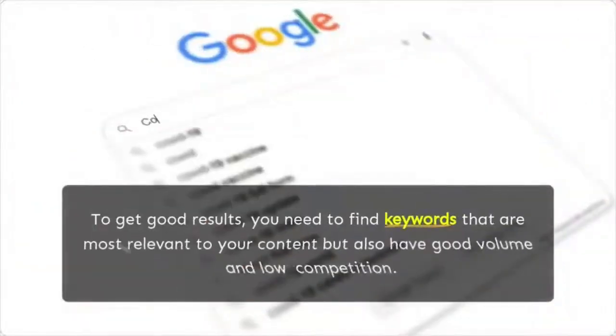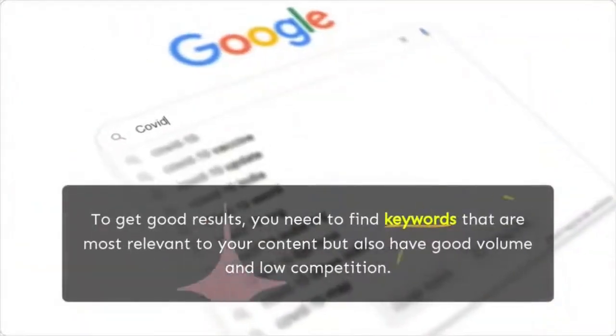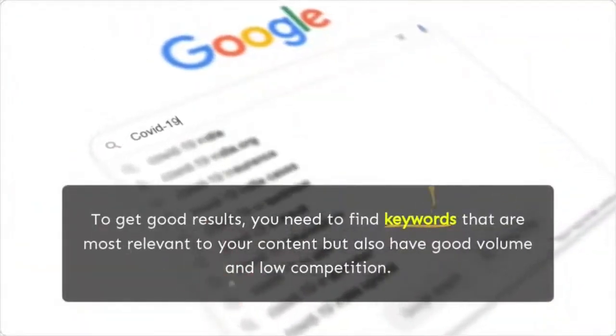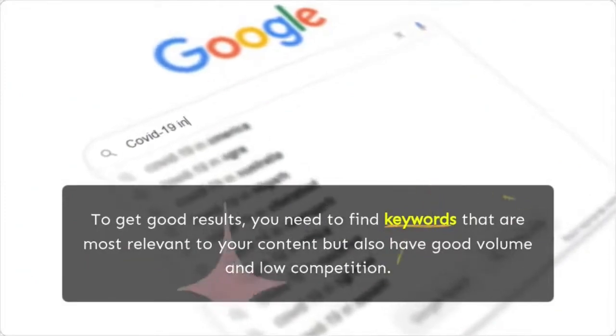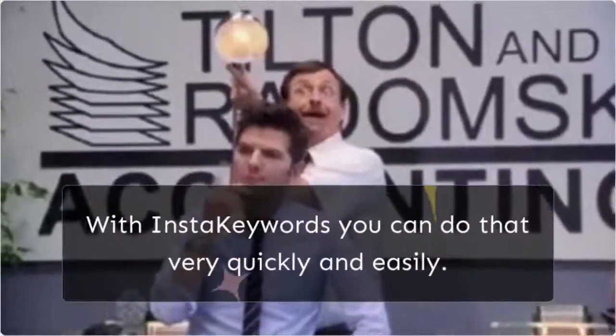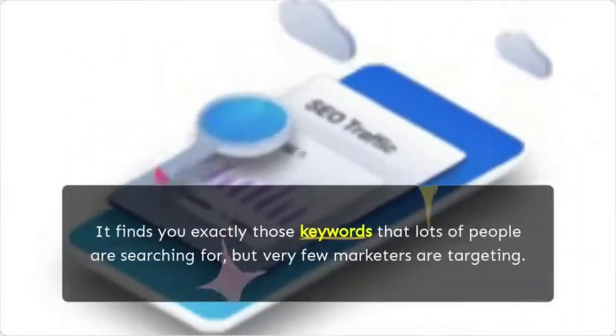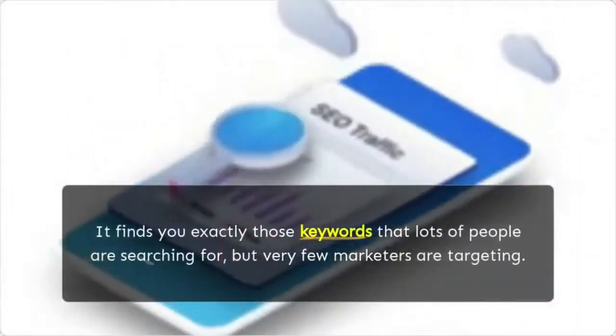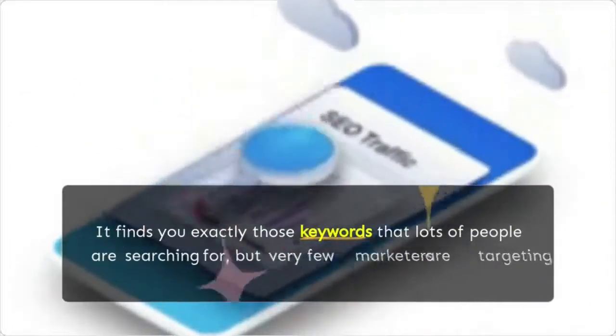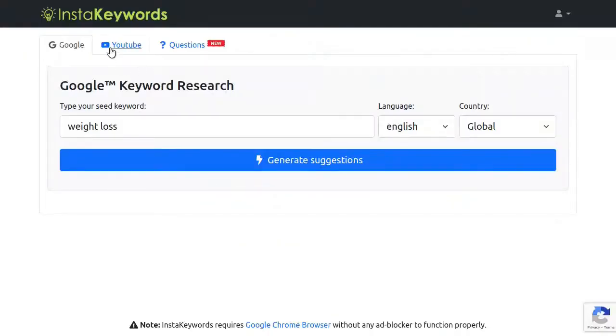To get good results, you need to find keywords that are most relevant to your content, but also have good volume and low competition. With InstaKeywords, you can do that very quickly and easily. It finds you exactly those keywords that lots of people are searching for, but very few marketers are targeting. Let me give you a quick walkthrough.